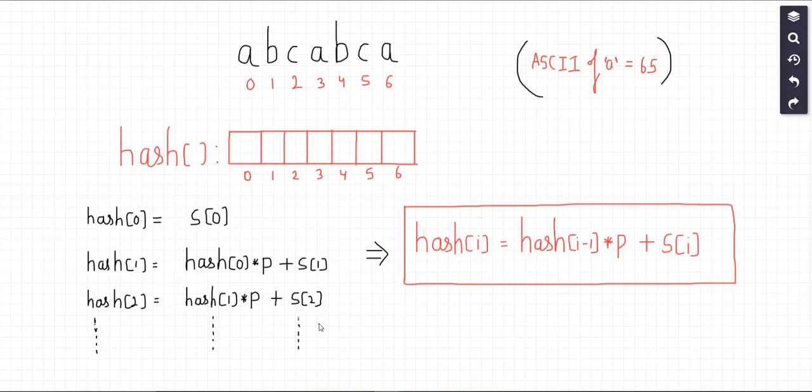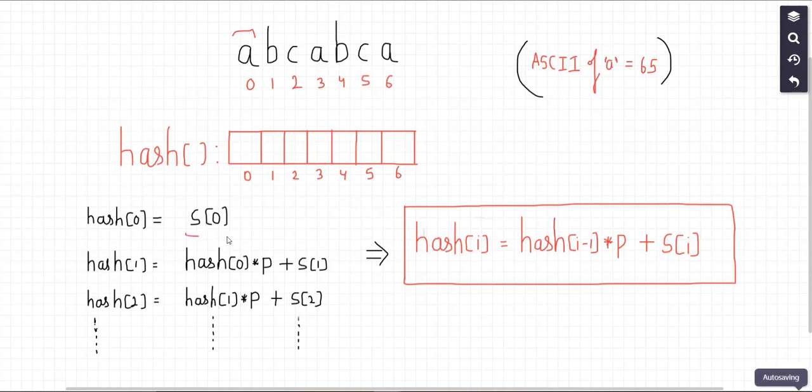So let's generate the hash table for this string. What is the equation to do so? The hash value of the first prefix is simply the ASCII value of that character, which is 65. Then in the next case, I multiply this value with the prime p that I have chosen and add the ASCII value of the second character.